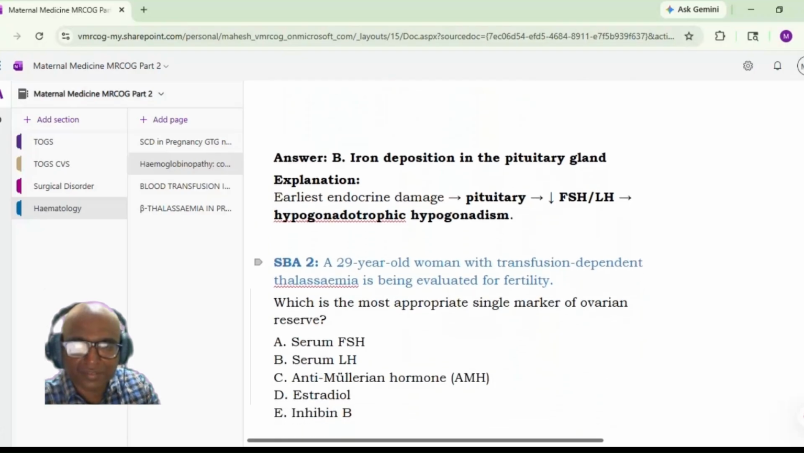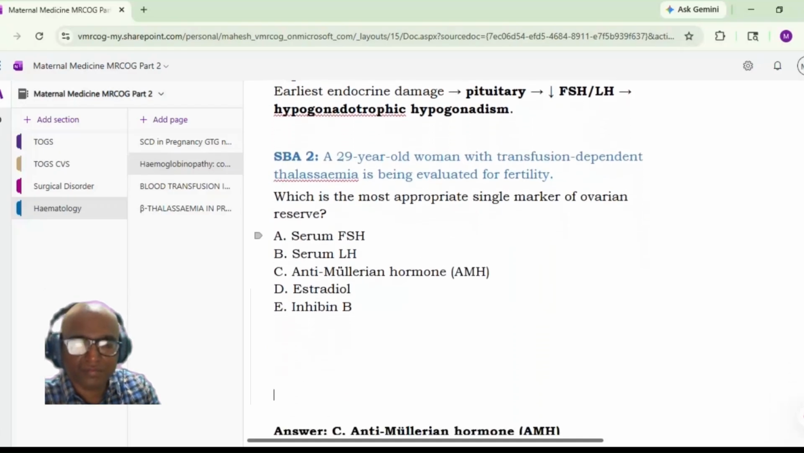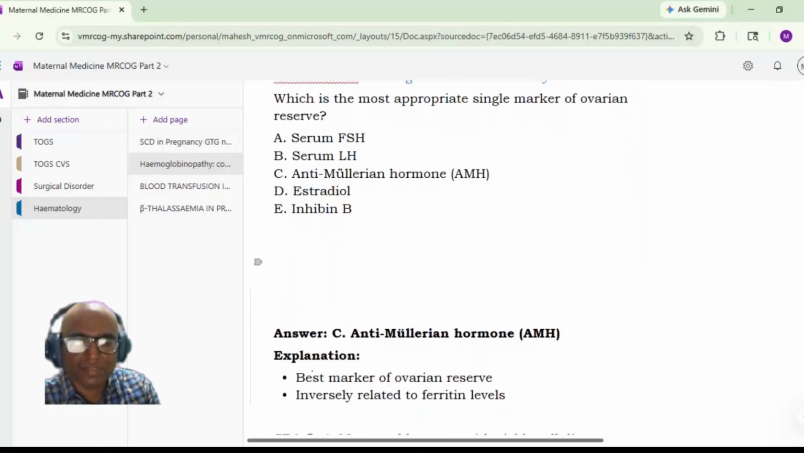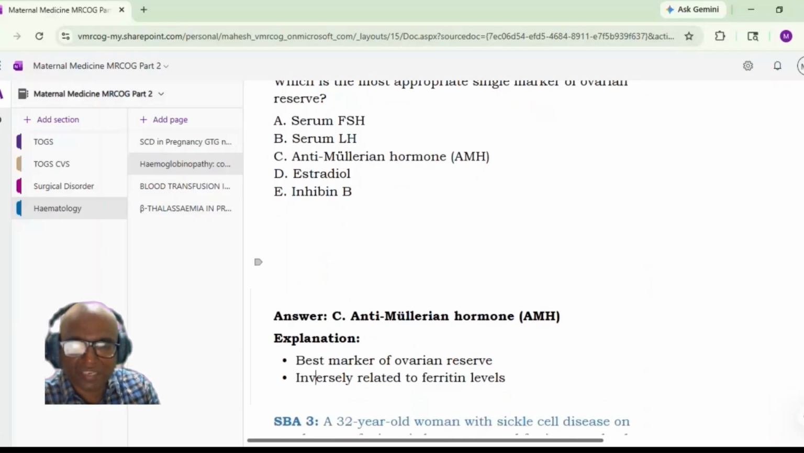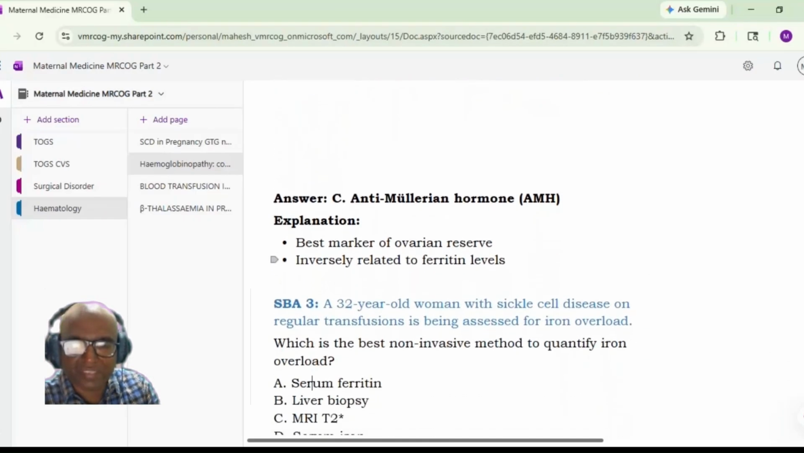Next. A 29-year-old woman with transfusion-dependent thalassemia is being evaluated for fertility. What is the single most appropriate marker of ovarian reserve? A. Serum FSH, B. Serum LH, C. AMH, D. Estradiol, E. Inhibin B. It is C, AMH. That is the best marker for ovarian reserve and it is inversely related to ferritin levels.